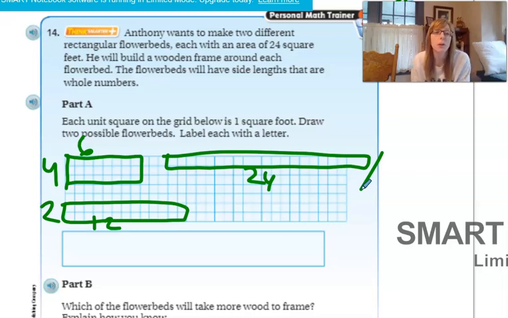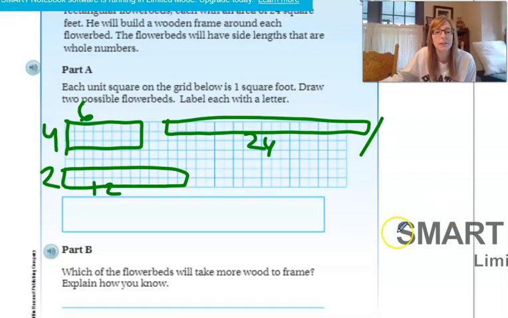He would build a wooden frame around each flower bed. The flower beds will have side lengths that are whole numbers, okay? And so each square unit on the grid below is 1 square foot. Draw 2 possible flower beds, label each with a letter. So we did 3 different ones that we could do, okay?